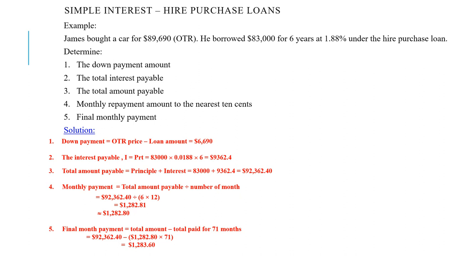Understand? Why is the final monthly payment different? Because every month you are paying to the nearest 10 cents. You are paying 1 cent less. So how to find the balance that you need to pay right at the end? You take how much you have to pay back, the total amount payable from part 3. You minus how much you have paid for 71 months. That will be the 72nd month payment, meaning the last final monthly payment. All right, why 72 months? Because we're borrowing it for 6 years. Okay?